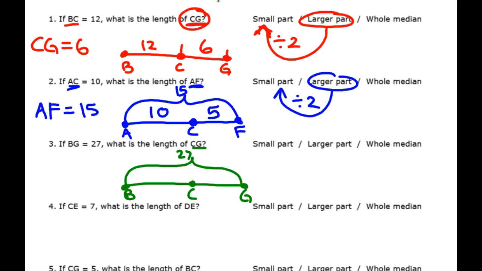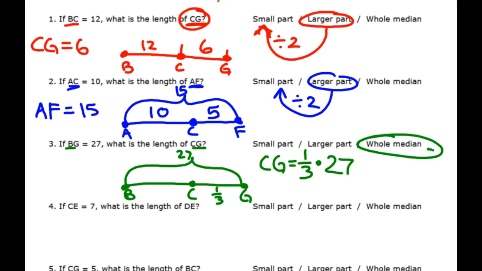So if I'm looking for CG, I'm going to ask myself, is CG the big part or the small part? And I see that CG is the small part. So remember, the small part is 1/3. So I was given BG, the whole median, right? Now, when you're given the whole median, you're going to have to multiply times a fraction, for sure. So, to find CG, you're going to figure out the fraction, which is 1/3, like we said, times, and the whole thing is 27.